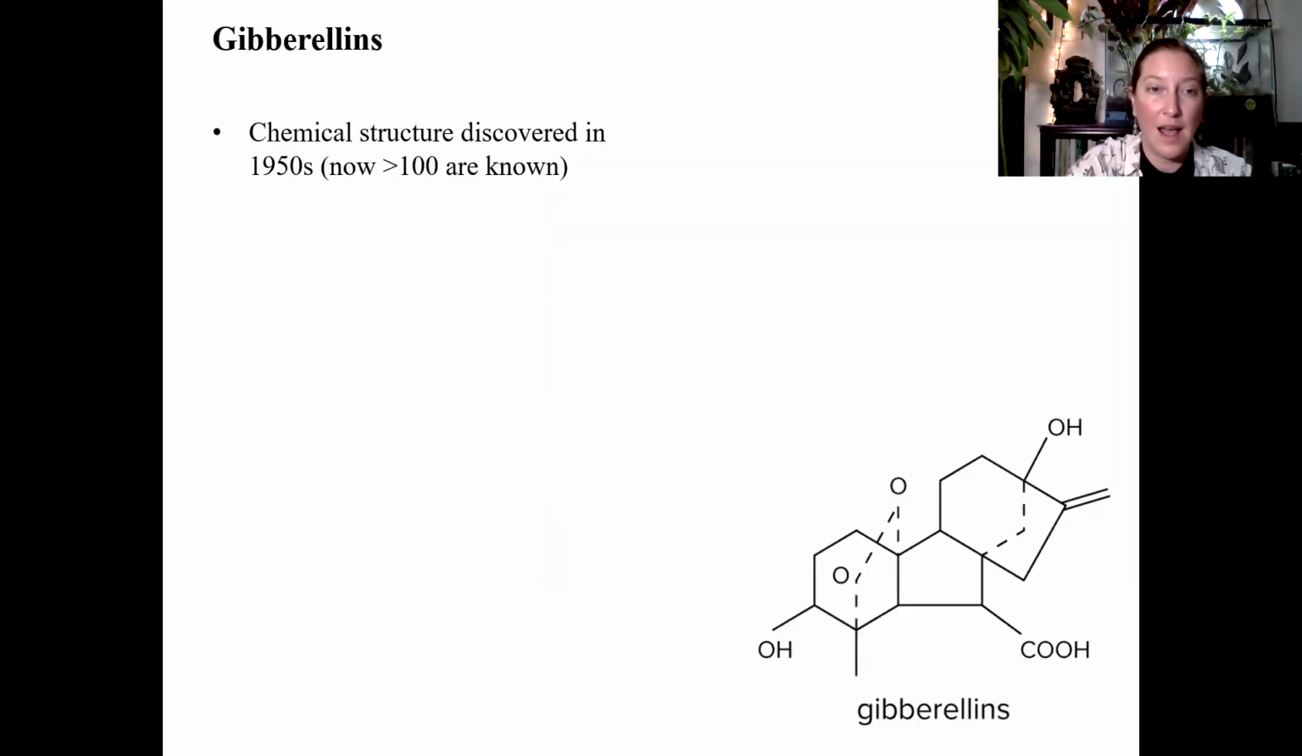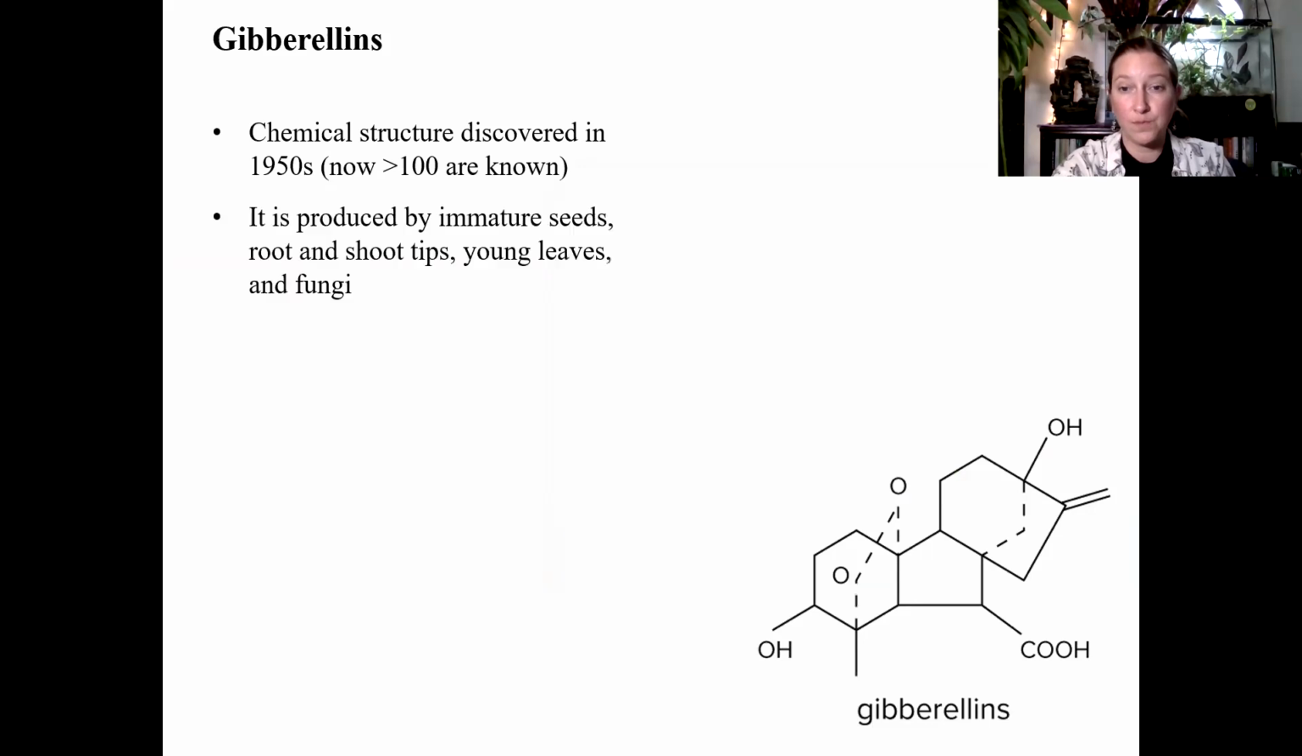All right, so that was auxin. Now we'll talk about gibberellin, and then we'll only talk about one more after that, and then we'll talk about plant movement, and then we'll be done. So gibberellins were discovered in the 50s, and now there's over 100 of them known. They're produced by immature seed, the root and the shoot tips, young leaves, and some fungi also produce gibberellins.